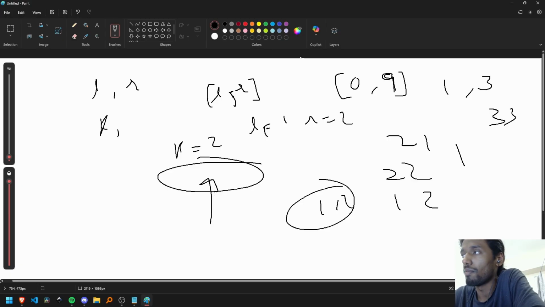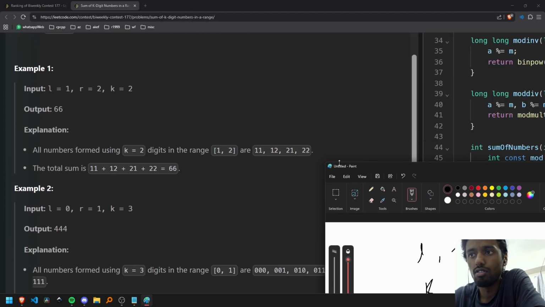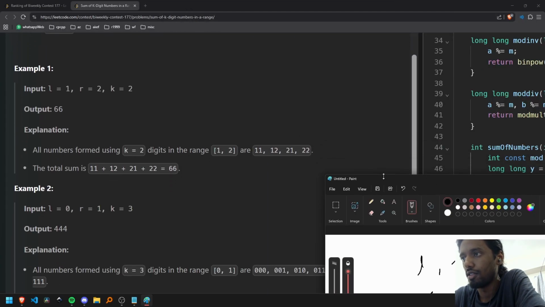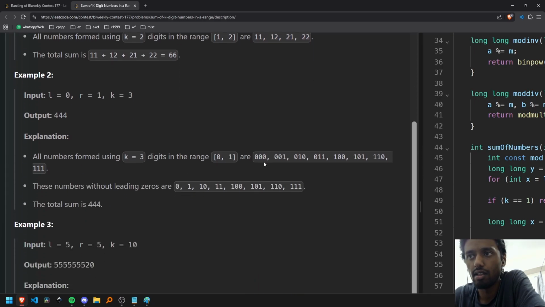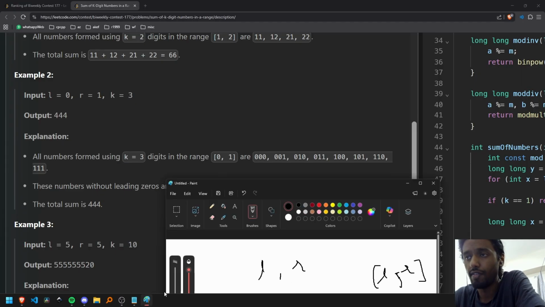Now for this specific set of numbers, we have to find their sum. So here all these were the possible numbers and their sum is 66, right? So the answer is 66. And here these were the possible arrangements, and their sum is 444. So basically we have to do this.